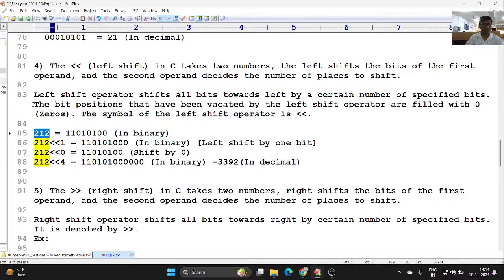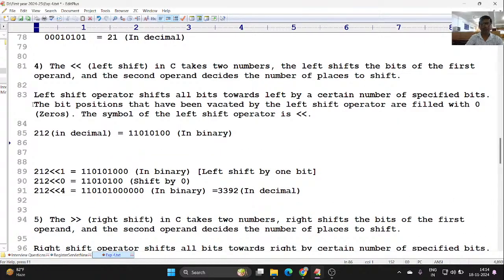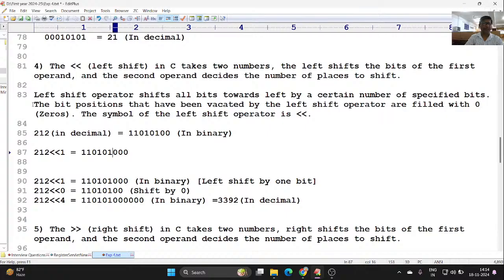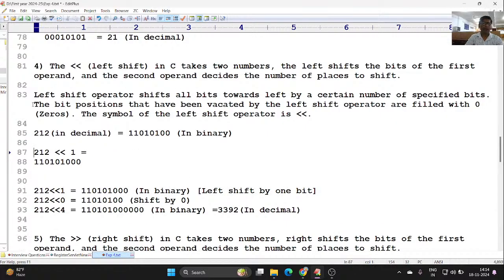So 212 in decimal, its binary is 1101 0100. Okay, so how does it convert? I'll let you know first how it works actually. Let me show this example in an easy, practical way so that you will get the idea. So 212 is to be shifted to where? Left. Okay, it should be shifted one place to the left.